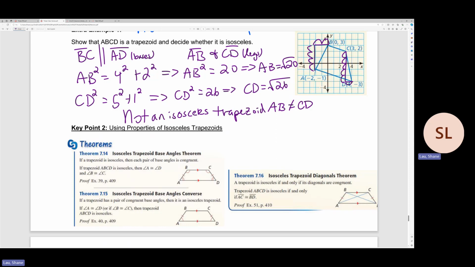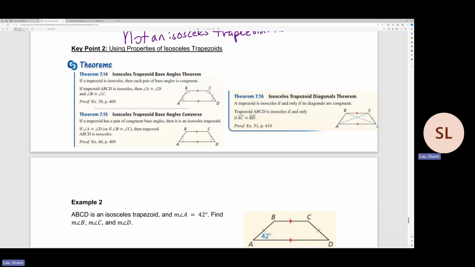Now we have key point 2. Key point 2 talks about specifically isosceles trapezoids, so definitely a note to make. Only for isosceles trapezoids.